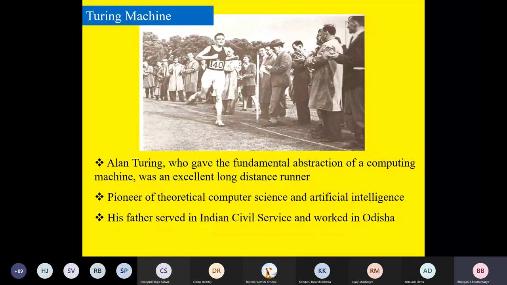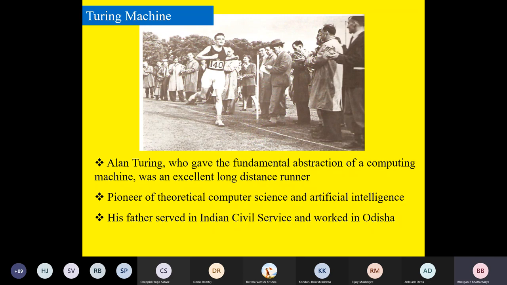Before that, this is important, look at this picture. You might recall that Alan Turing, who introduced the theory of computability, was an English mathematician and computer scientist. Apart from that, he was an excellent long-distance runner. And not only was he a pioneer of theoretical computer science, he also introduced the basic concept of artificial intelligence long ago. Incidentally, Alan Turing has a certain connection to India. His father served in the Indian civil service.